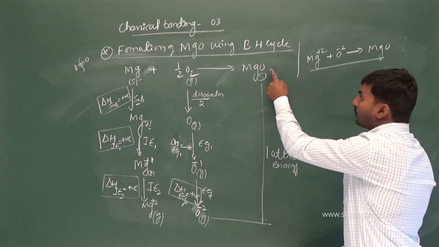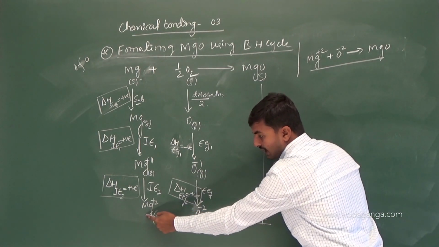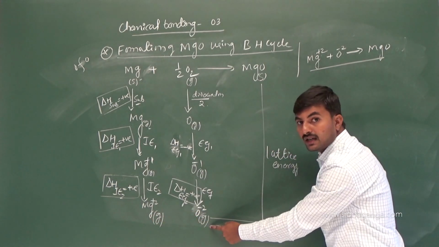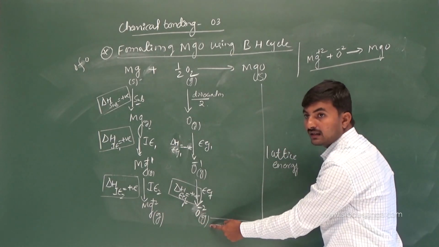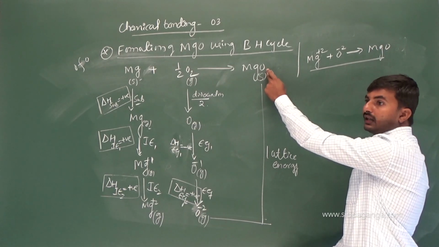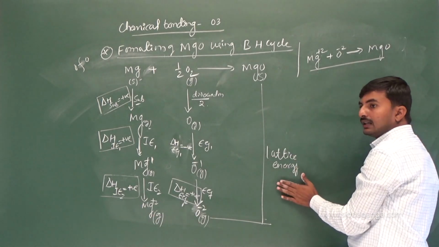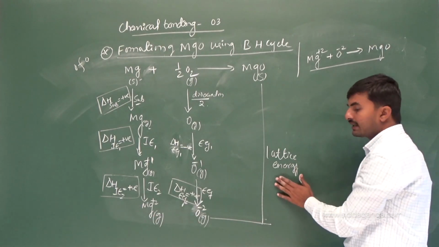But here, 1 mole of the same compound is formed by the combination of gaseous cation and gaseous anion. Gaseous cation and gaseous anion combine and generate the ionic compound, and the energy released by this reaction is called lattice energy. Lattice energy.